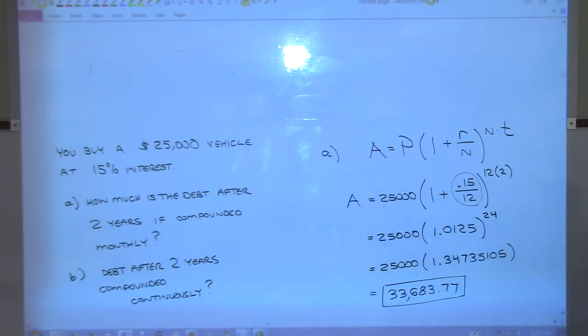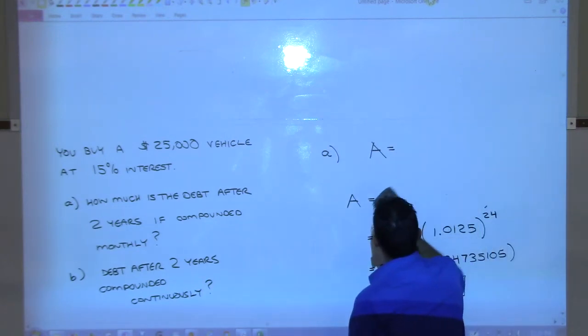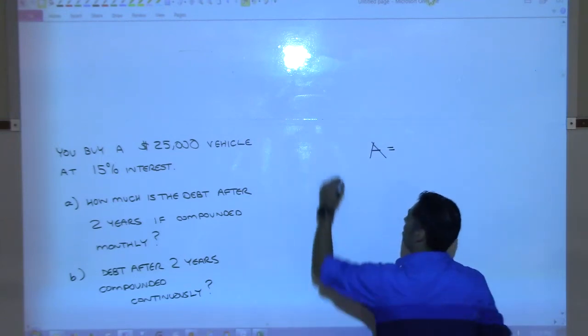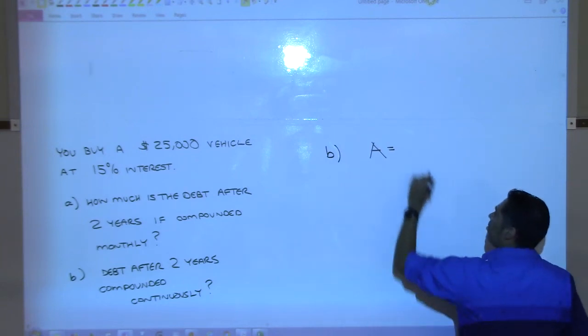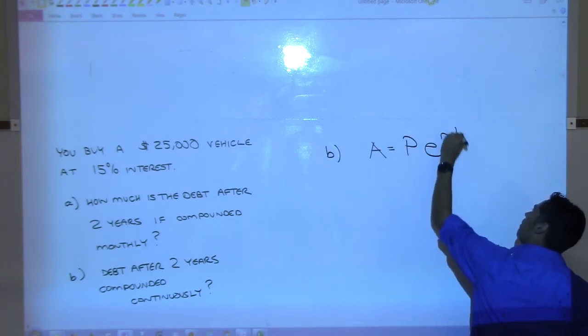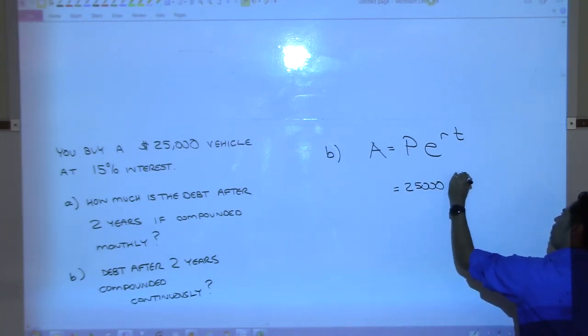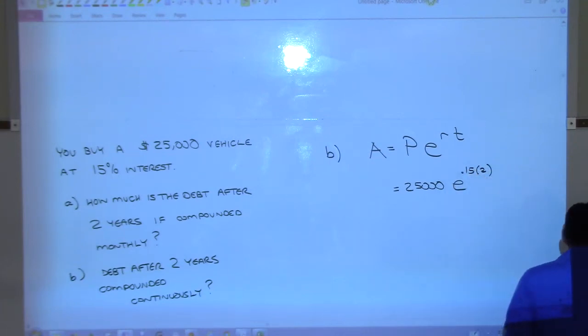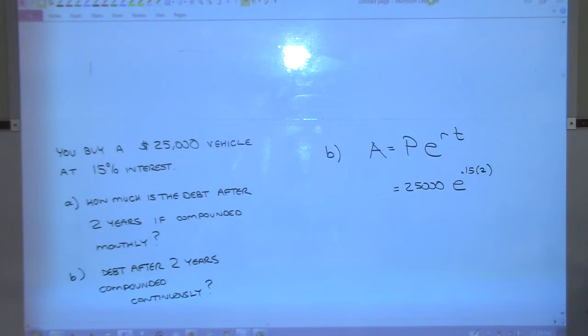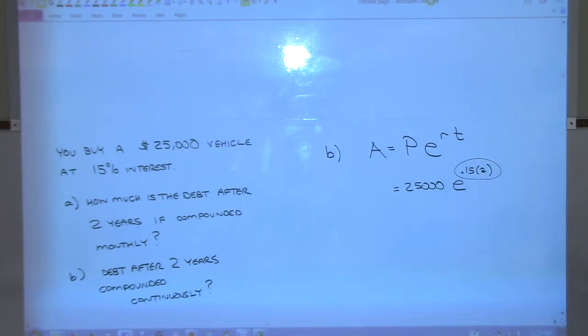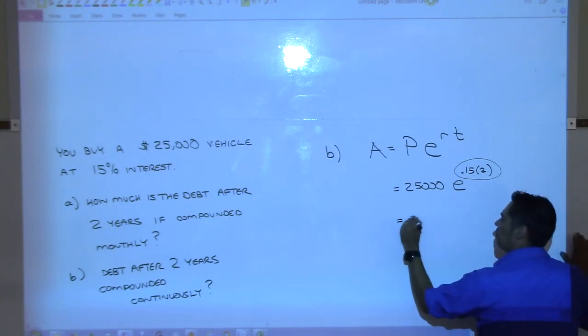Now, what's the answer for part B? For part B, we have a different formula, right? It's actually an easier formula, but it requires that E key on your calculator. So let's see. For part B, we're going to have P e to the RT. P is 25,000. E to the R, which is 0.15, and T is 2. So notice on this, there's no N in this formula. So when I do this, order of operations, I'm going to figure out what this is first. So what is 0.15 times 2? 0.3.